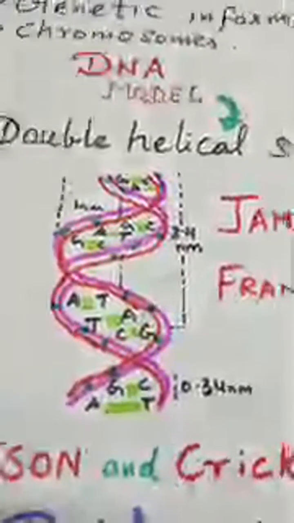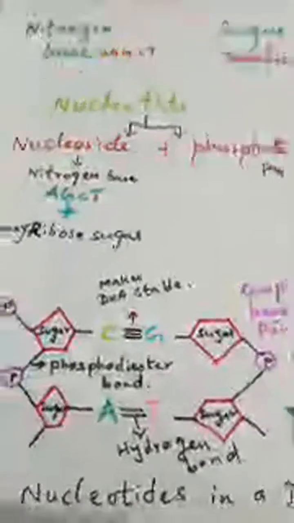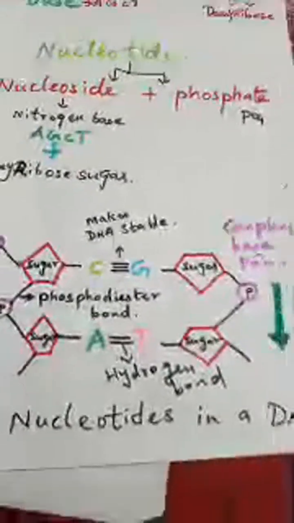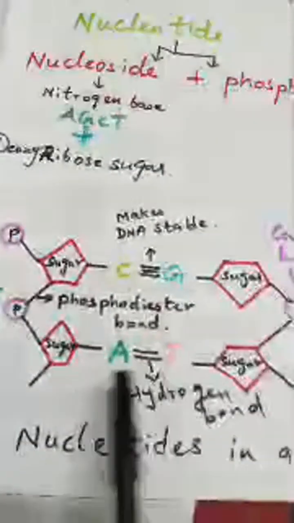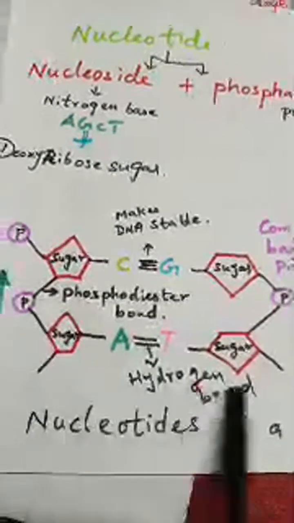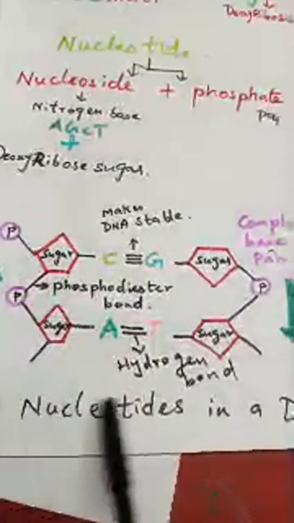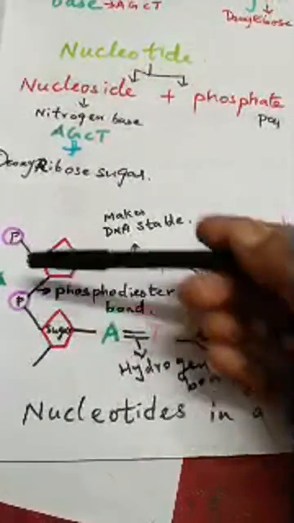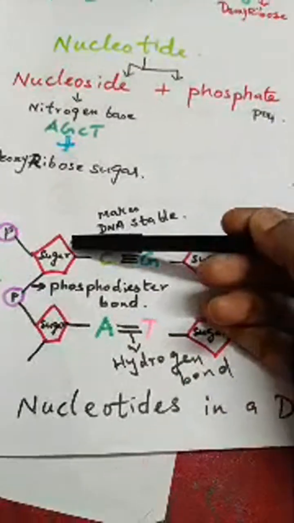Let me explain this in detail, children. We saw this structure yesterday also. This is mainly the double helical structure, which I have given in a structural form. That is the chemical formula I have given here. This pentose ring is the sugar.